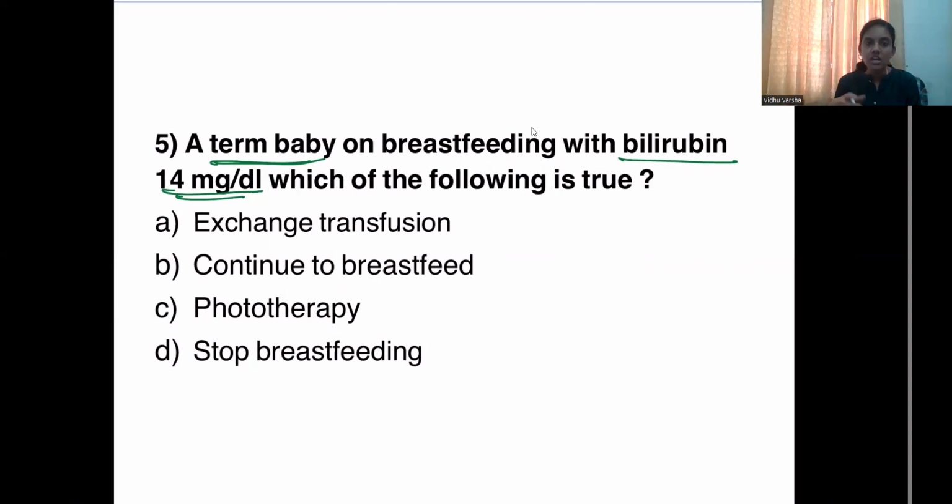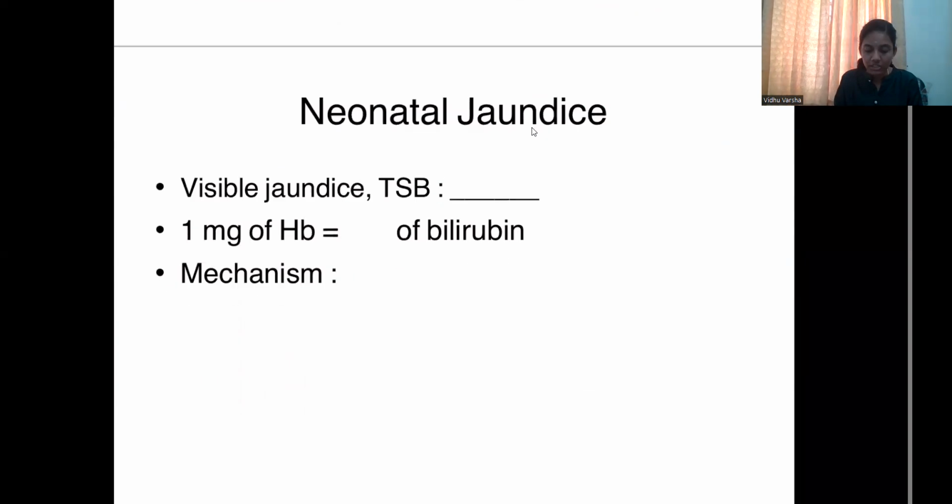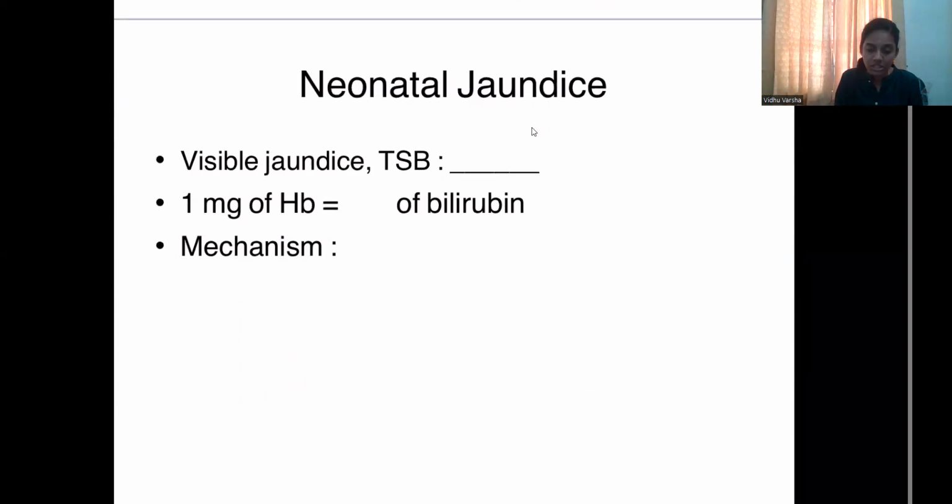So when they ask a general question like this, when a child's bilirubin is more than 15 milligram per deciliter, the child will require phototherapy. If it is less than 15, the child will not require even phototherapy. So continuing breastfeeding will be your answer. Going on to neonatal jaundice, there will be visible jaundice when the total serum bilirubin level is around 5 milligram.